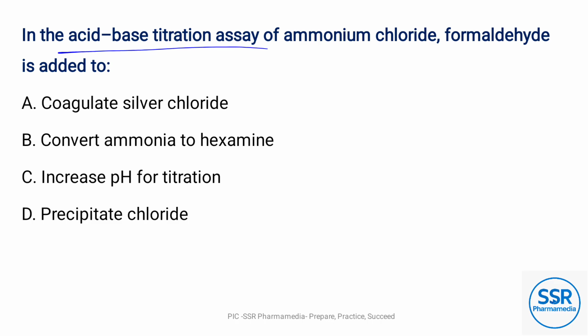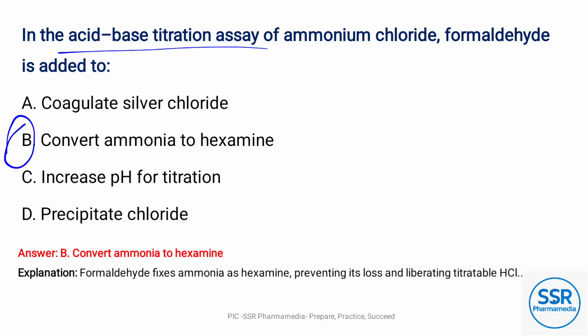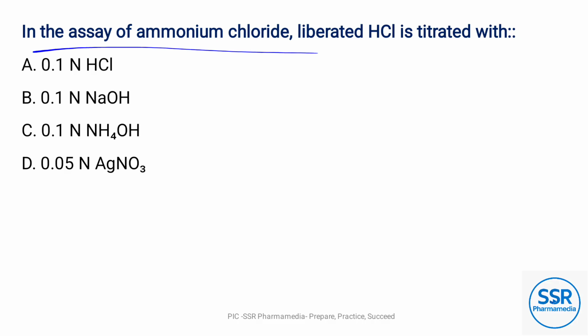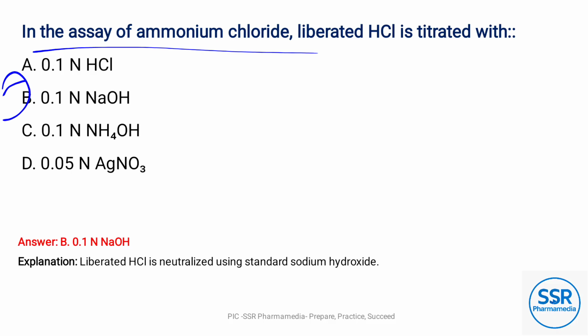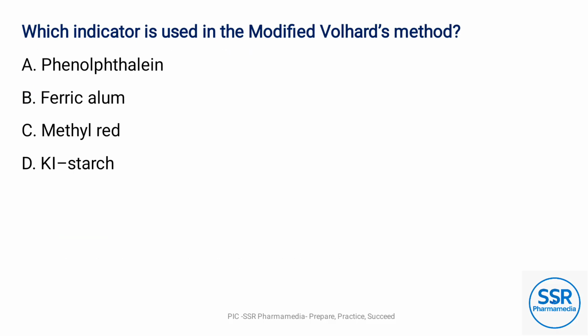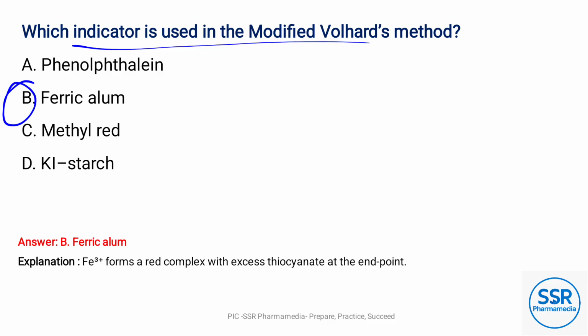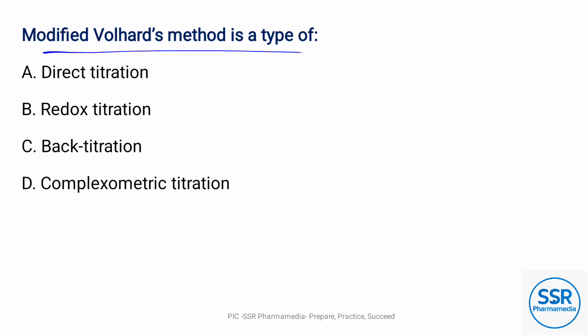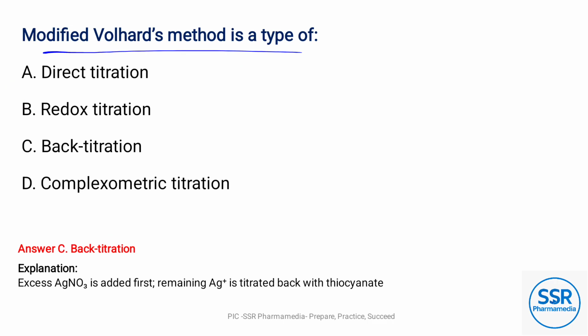In the acid-base titration assay of ammonium chloride, formaldehyde is added to: option B, convert ammonia to hexamine. In the assay of ammonium chloride, liberated HCl is titrated with: option B, 0.1 N sodium hydroxide. Which indicator is used in the modified Volhard's method? Option B, ferric alum. Phenolphthalein is used in the acid-base titration as an indicator. Modified Volhard's method is a type of back titration. Option C is the correct answer.